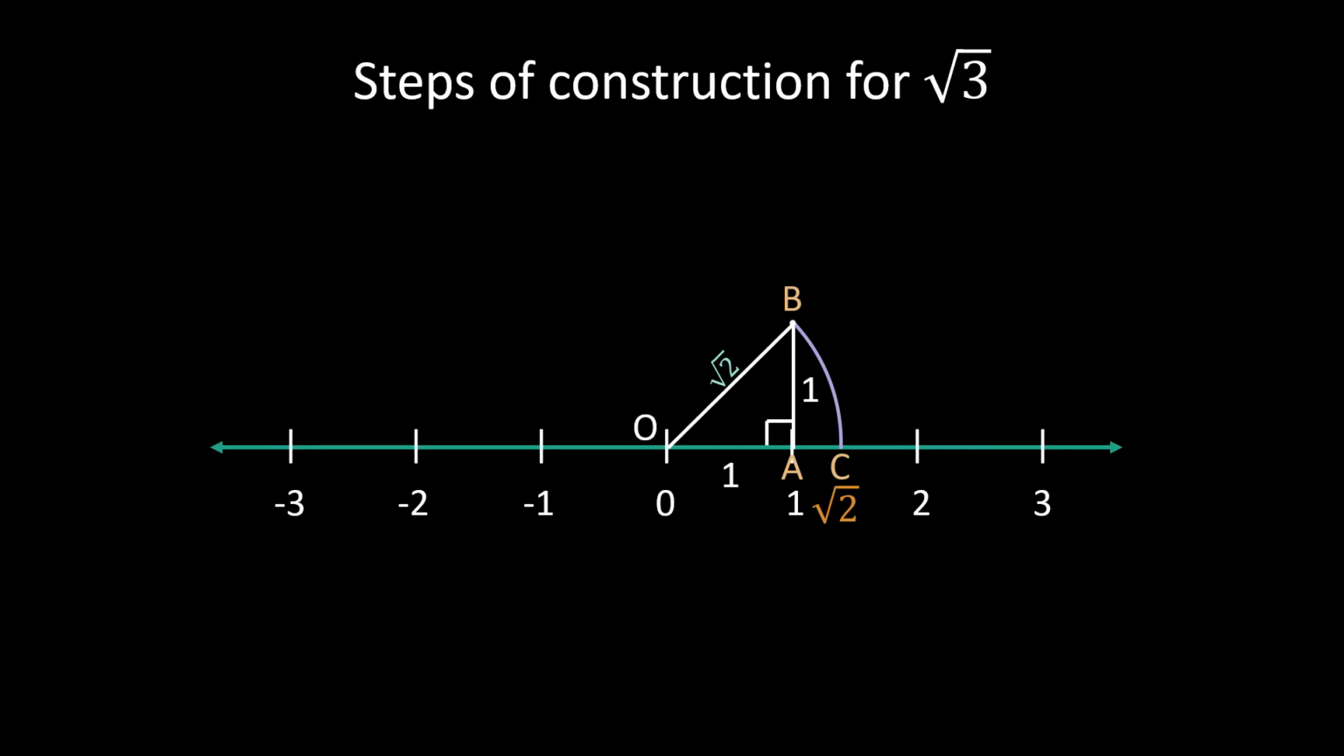Steps of construction for root 3. We have already constructed triangle OAB for root 2. Now we will continue from that step. Construct segment BD of length 1 unit perpendicular to segment OB. As scale factor is 2 cm is equal to 1 unit, length BD is 2 cm. Join OD. Then consider O as center and OD as radius. Draw arc intersecting number line at point E. E corresponds to root 3.